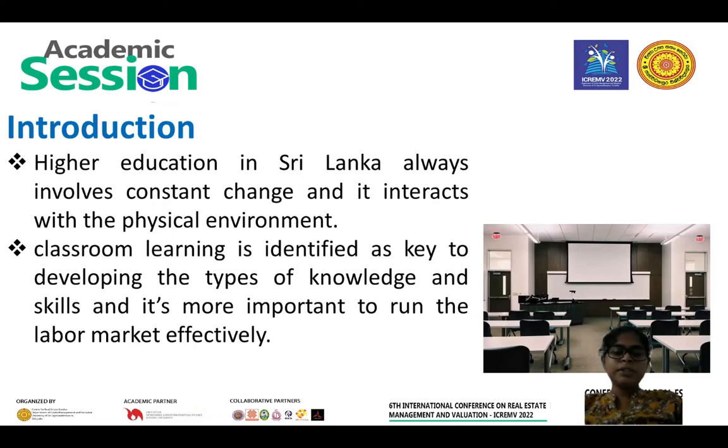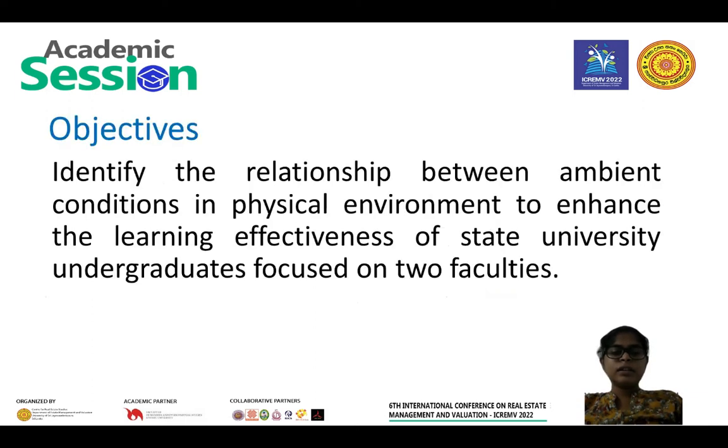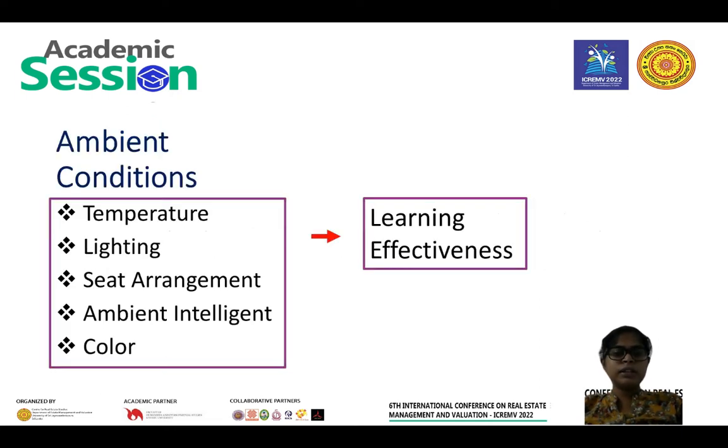Now I'll move to the objectives of my research. The objectives can be divided into two, the general objective and specific objective. The general objective of my research is to identify the relationship between the ambient condition in the physical environment to enhance the learning effectiveness of state university undergraduates, and the specific objective of my research is to identify the ambient condition in the learning environment.